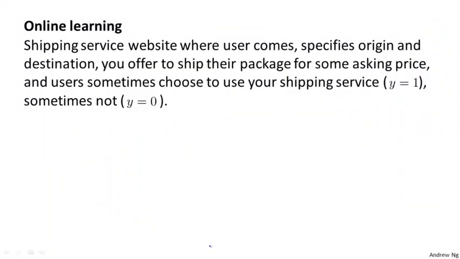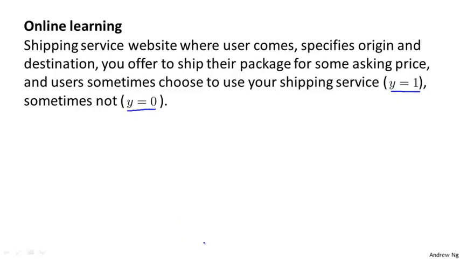Suppose you run a shipping service, so users come and ask you to help ship their packages from location A to location B. And suppose you run a website where users repeatedly come and tell you where they want to send the package from and where they want to send it to, so the origin and destination. Your website offers to ship the package for some asking price. So I'll ship your package for $50, I'll ship it for $20. Based on the price that you offer, users sometimes choose to use the shipping service. That's a positive example. And sometimes they go away and do not choose to purchase your shipping service.